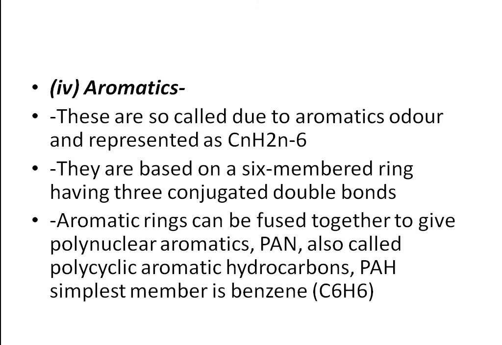Then aromatics. These are so called due to the aromatic odor and are represented as CnH2n-6. They are based on a 6-membered ring having 3 conjugated double bonds. Aromatic rings can be fused together to give polynuclear aromatics, also called polycyclic aromatic hydrocarbons, PAH. The simplest member is benzene, C6H6.